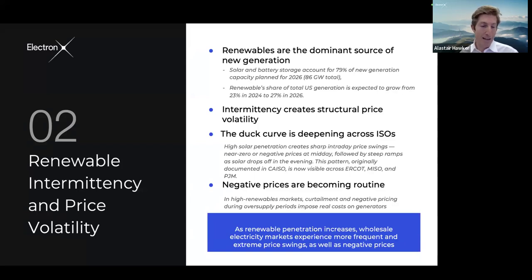This volatility has made the hour a fundamental unit of price risk, not blocks of hours or days, weeks, or months, but really individual hours. The signature of structural volatility is the duck curve. This is now a common pattern across the ISOs. This pattern, originally seen in CAISO, is now visible across ERCOT, PJM, and MISO.